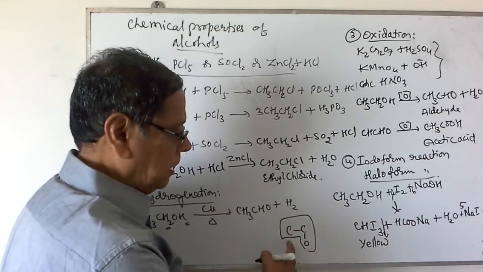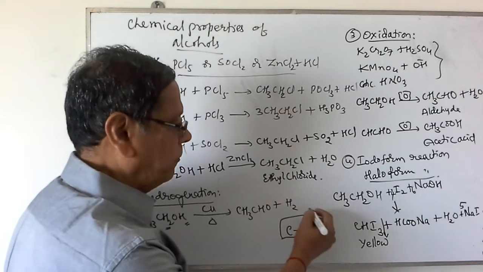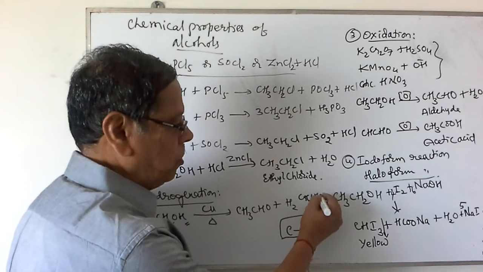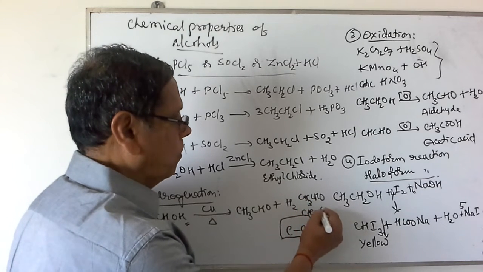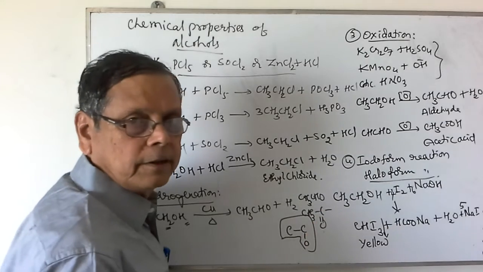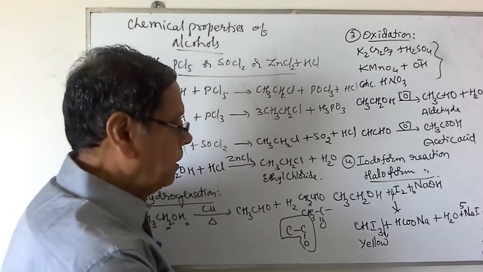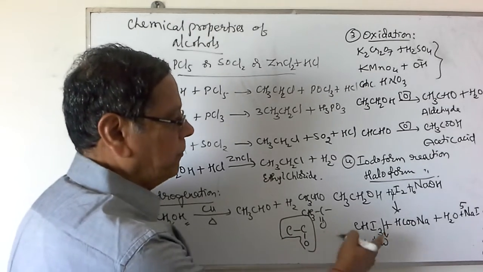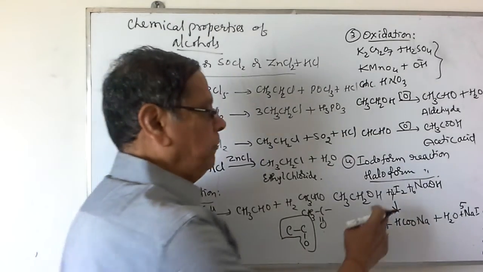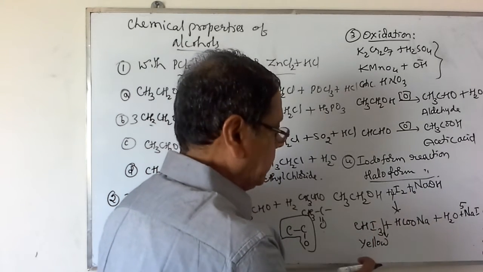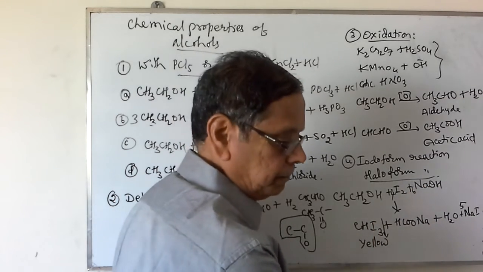For example, the compounds which answer this iodoform reaction are ethyl alcohol, acetaldehyde CH3CHO, and CH3CO-R, that is methyl ketones like acetone or acetophenone, etc. All these compounds will give rise to the iodoform reaction. Instead, if you use bleaching powder, chlorine and calcium hydroxide will be present. It will give rise to CHCl3.